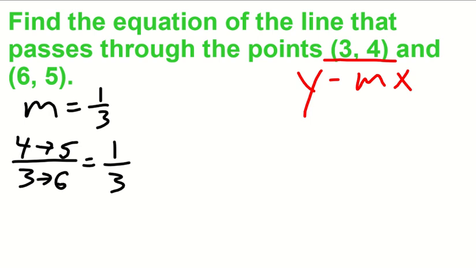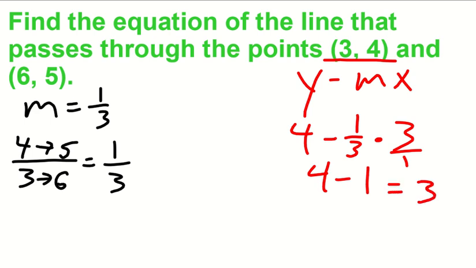I'm using that one right there. My y value is 4. My slope is 1/3. My x value is 3. When you multiply by a whole number, you can put a 1 underneath the whole number, and you multiply straight across the top, straight across the bottom. 1 times 3 is 3. 3 times 1, also 3. What's 3 over 3? 1. So you got 4 minus 1. 4 minus 1 is 3.